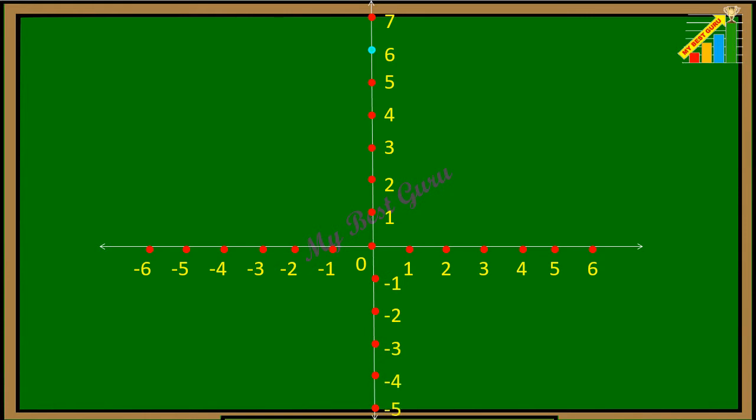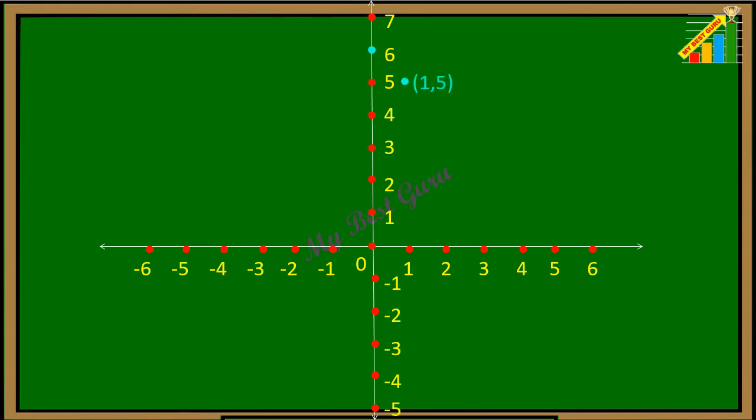Now we will just plot the points on the graph. Here put down the points 1, 2, 3. This is your x-axis, 4, 5 and 6. Now on the left hand side, we have to mark the points -1, -2, -3, -4, -5 and -6. Now put the values for the y-axis. It is 1, 2, 3, 4, 5, 6, 7. And on the downside it is -1, -2, -3, -4, -5.